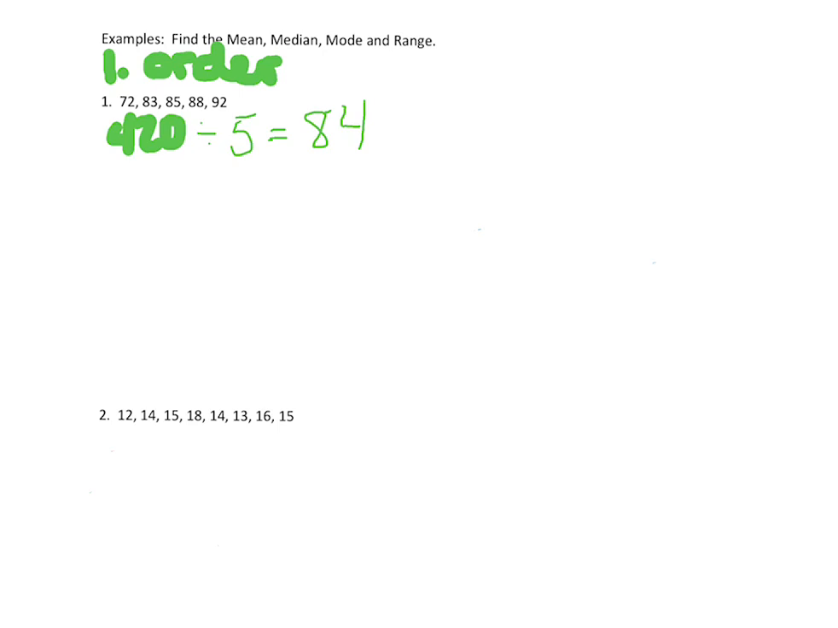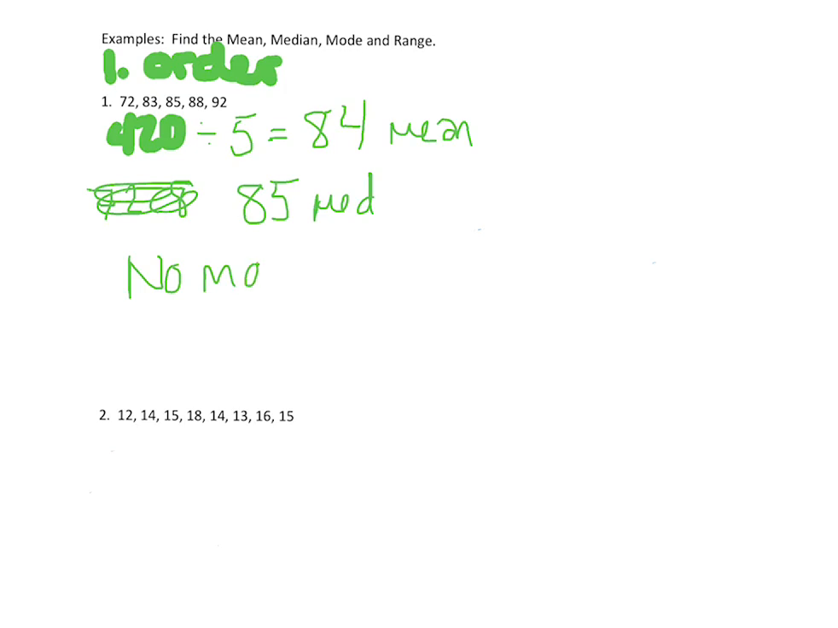Okay, your median is the middle number. And I've already listed them in order, so that would be 72. Oh, they are already in order. JK. So 85 would be your median. No mode, because nothing happens more than once. And then your range would be 92 minus 72, which is 20.